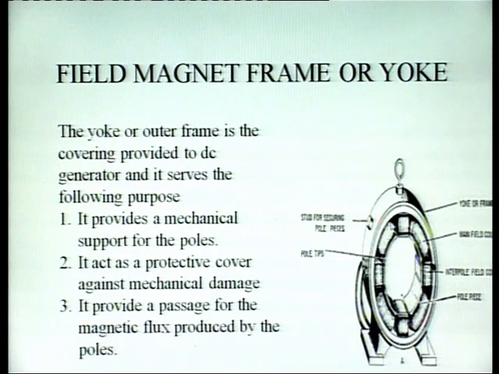So, this outer covering is called the yoke. It serves three purposes. First, it provides support to the pole core and pole shoes. Second, it provides protection against mechanical damage to the internal parts, that is the field winding, armature winding, pole core and pole shoes. So, it provides a protective covering against mechanical damage. And the third one is that it provides an easy path for the flux.